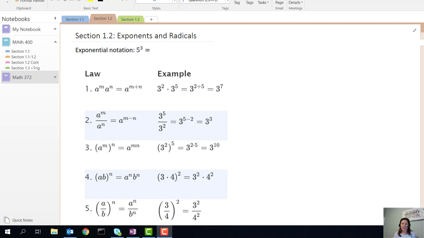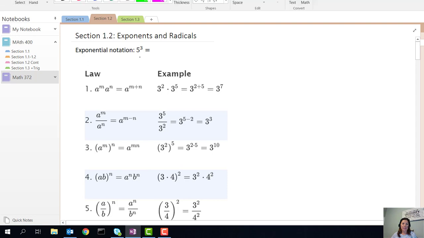So first of all, what is exponential notation? Exponential notation allows us to write multiplication in a repeated form. So 5 cubed means 5 times 5 times 5. Right, so if you have a to the n, then that means a times a times a times a, and so on, n times.